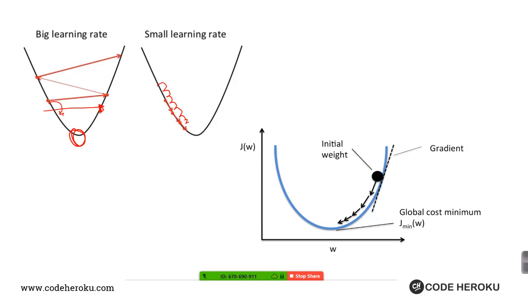But again, you don't want to select such a small learning rate that it takes you forever to reach this point, and even after 100 iterations you don't get close to your best answer, right? So there is always a trade-off in the choice of learning rate. And this is the same thing that I'm showing you. This is the global cost minima, right?